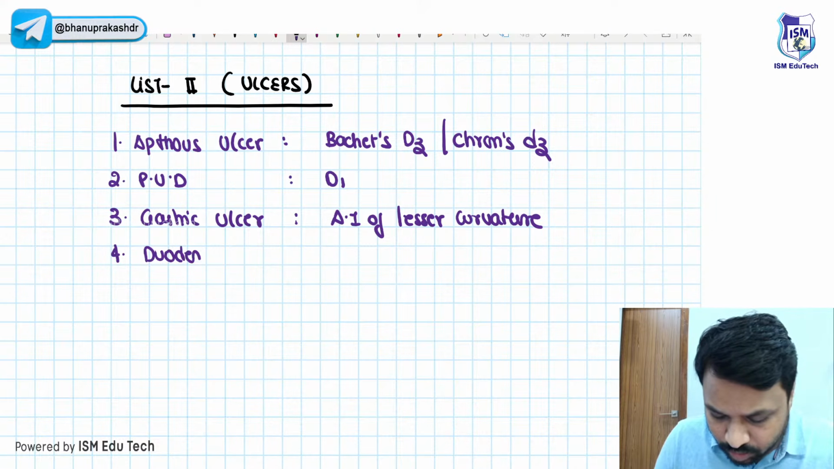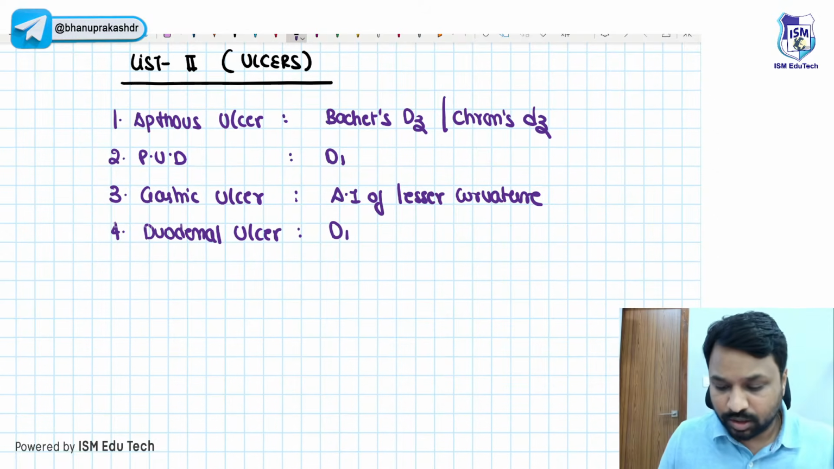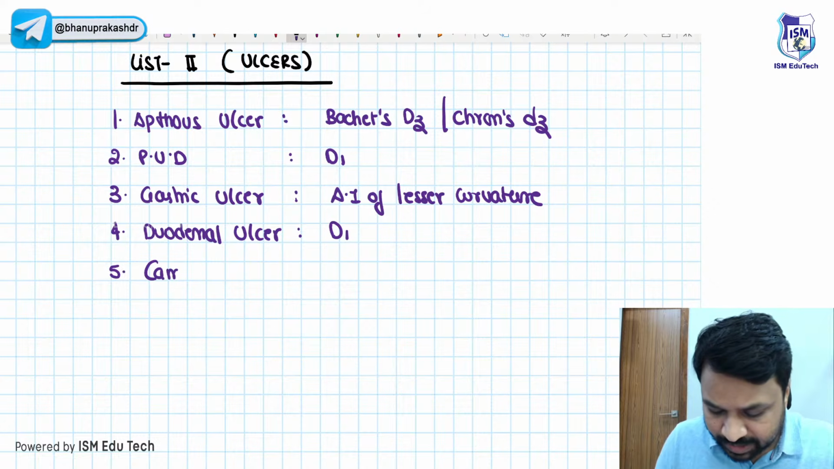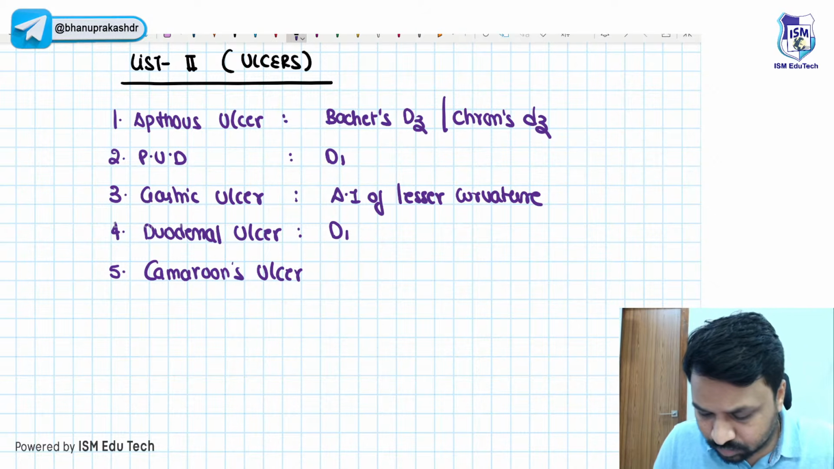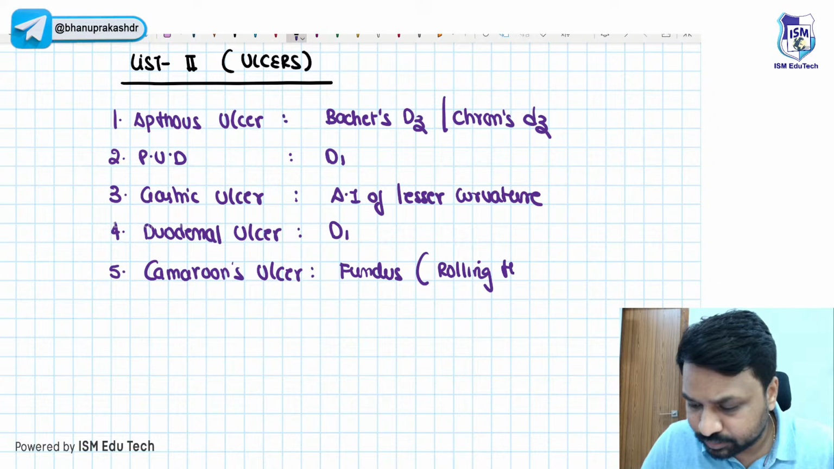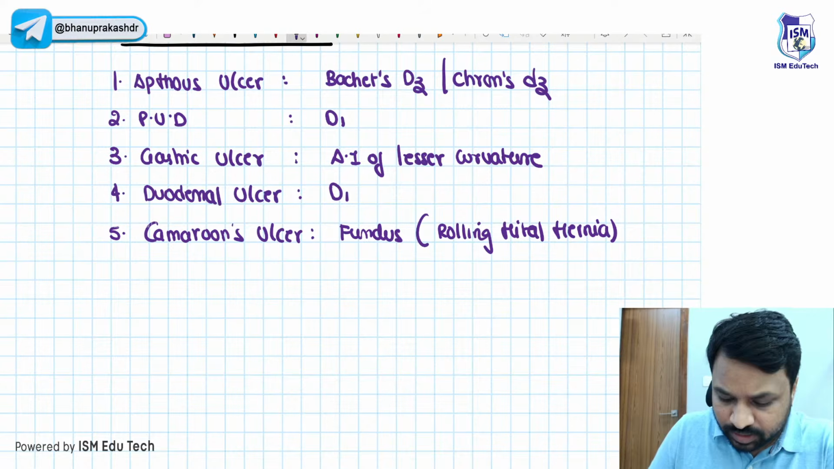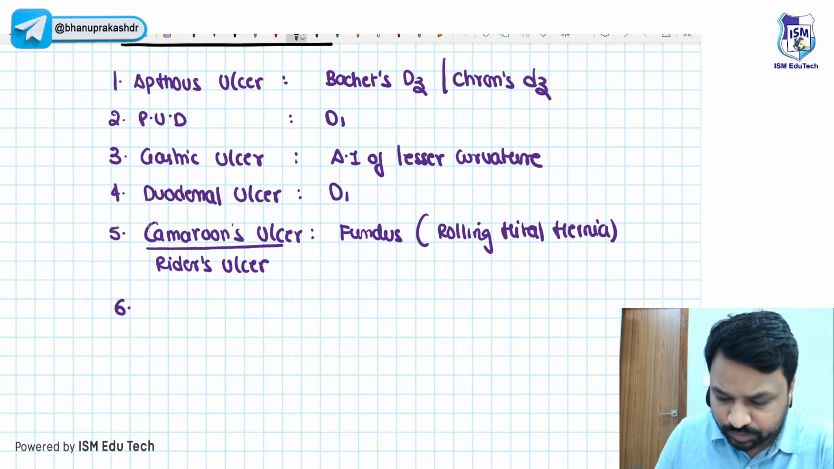When you talk about duodenal ulcer, that is found on the first part of the duodenum. Then you have Cameron's ulcer. It is present on the fundus of the stomach, and this is seen in rolling hiatal hernia. Cameron's ulcer is also called the rider's ulcer, right?